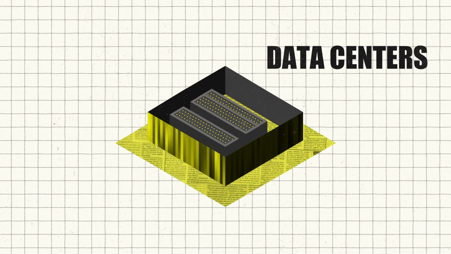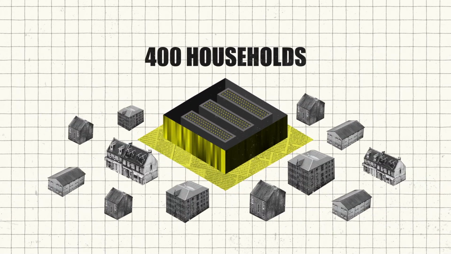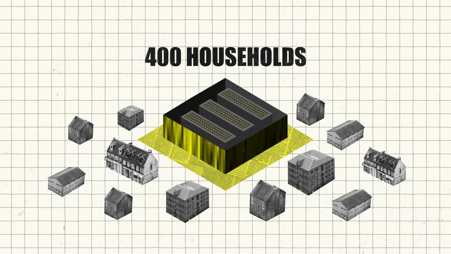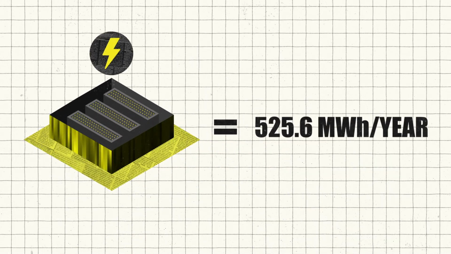Running a small data center uses about the same amount of electricity as powering over 400 US homes. But why do data centers need this much electricity to begin with?